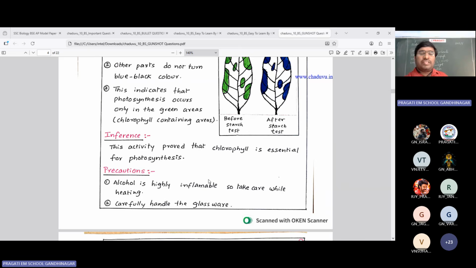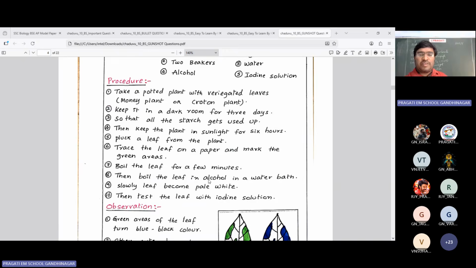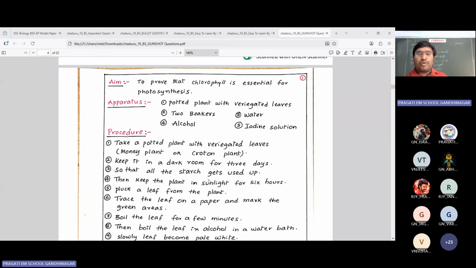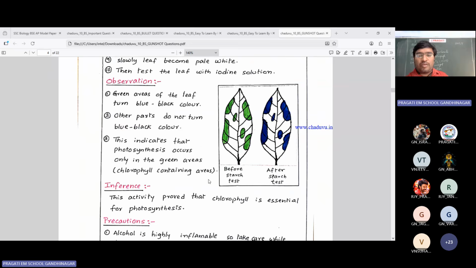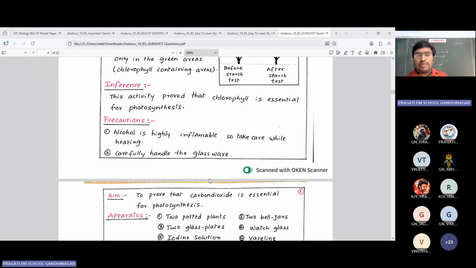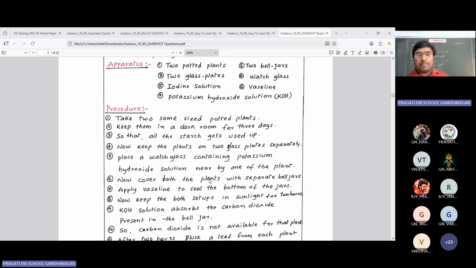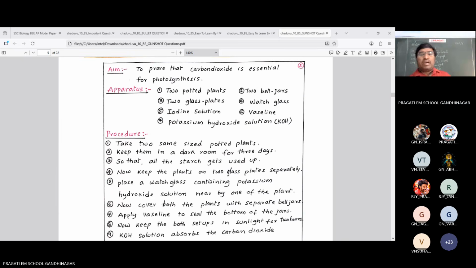Try to write this type of precautions. So this is the way I should represent the chlorophyll experiment along with the diagrams. Now, the second experiment is about carbon dioxide being essential for photosynthesis. This is a very, very important experiment, children. Last year, this was the 8-mark question in the public exam.